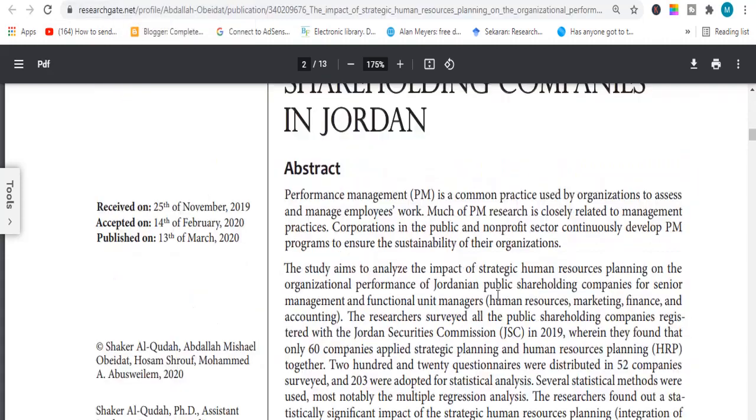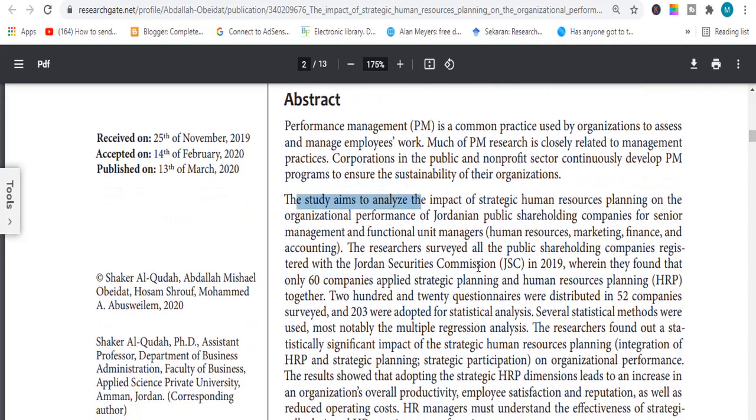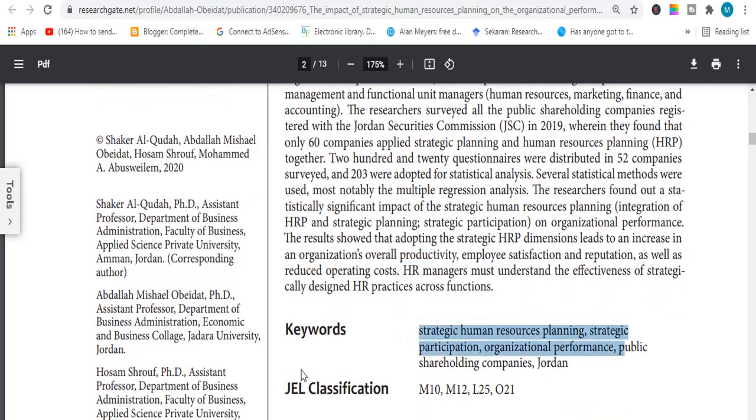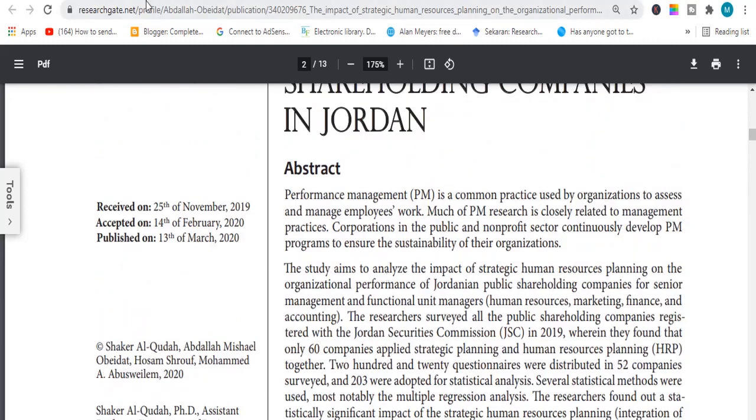The next example we have here is a study conducted on performance management. You can see first they started with the performance management definition. Then they are starting with the purpose of the study, what the aim was. Then they are telling what they have surveyed and studied in the study. Then the companies, the sectors, then the results and the findings, and the keywords as well. And then there is the JEL classification. These are basically used for research papers. So they are not that important.